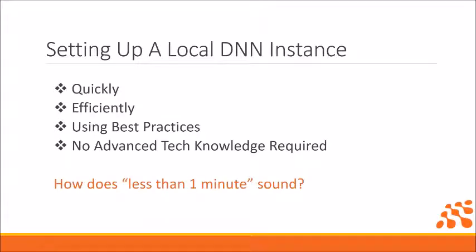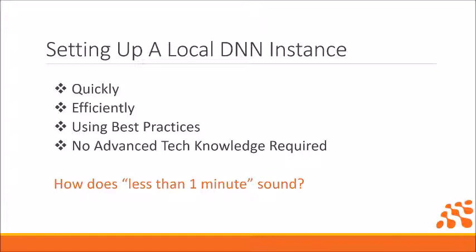So one of the goals here is we really want to be able to set up a local DNN instance both quickly and efficiently. We also want to follow best practices in doing so, and everyone may not be completely aware of what those best practices are. We also want to be able to do that without any real advanced knowledge of the tech behind the scenes or those best practices. So I'd like to ask, how does less than 1 minute sound in spinning up a local DNN instance?